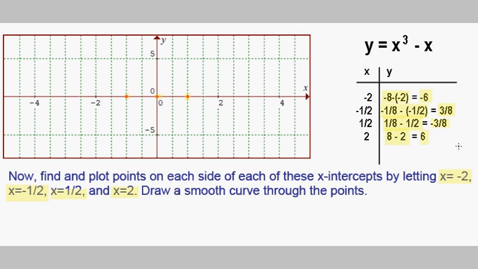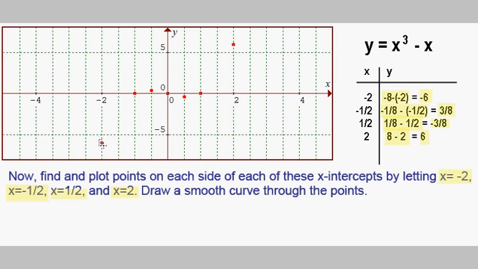So we have our additional points, and now we plot them. We plot the point negative 2, negative 6. We plot the point negative 1/2, positive 3/8. We plot the point positive 1/2, negative 3/8, and we plot the point 2, 6. And if you notice, these points line up kind of in a nice smooth curve. The next thing we do is just draw a smooth curve through all these points to get our graph.